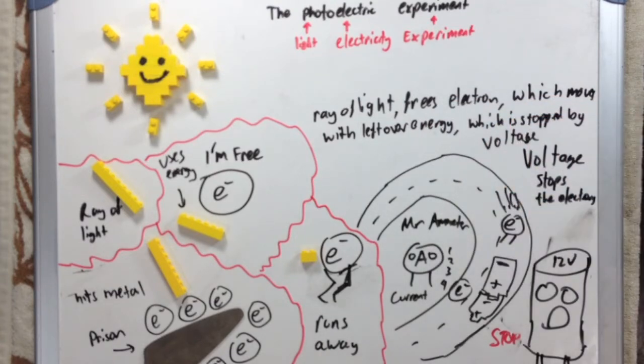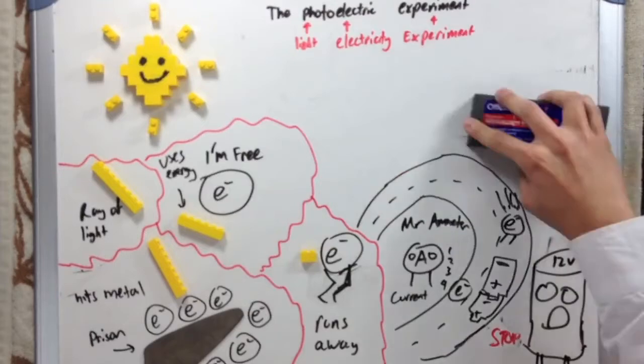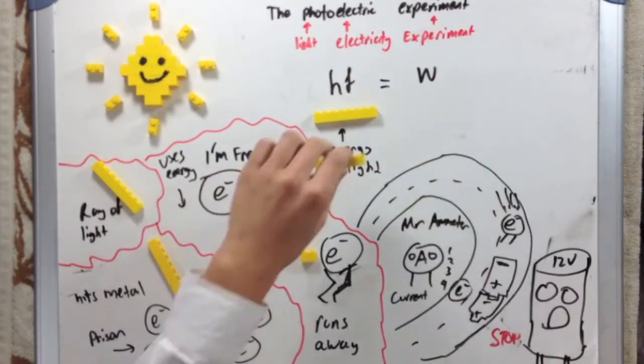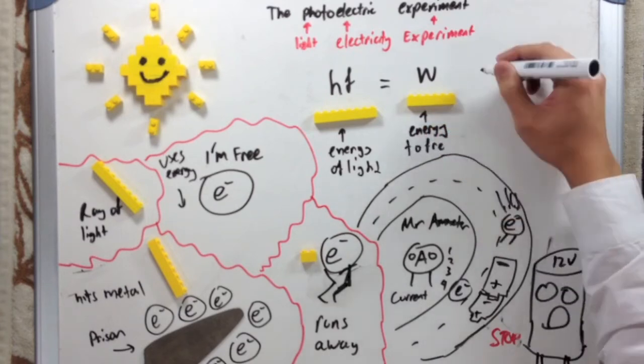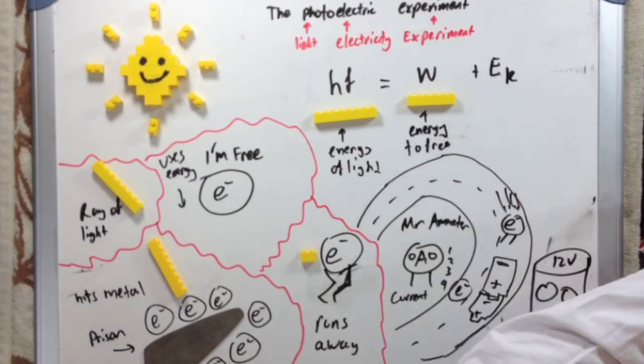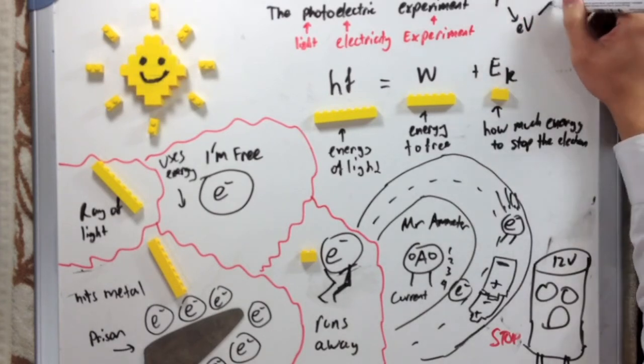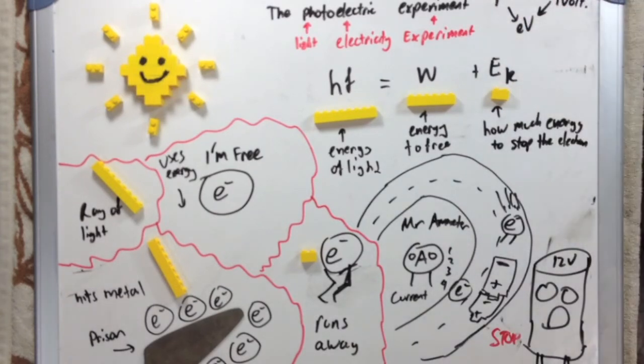And some really smart people took this idea and put it into an equation, which is our beginning energy, or the energy of our ray of light, equals our work function, which is how much energy it takes to free an electron, plus the energy the electron has, the kinetic energy, which we measure in electron volts. Anyway, that's our photoelectric experiment. Ta-da!